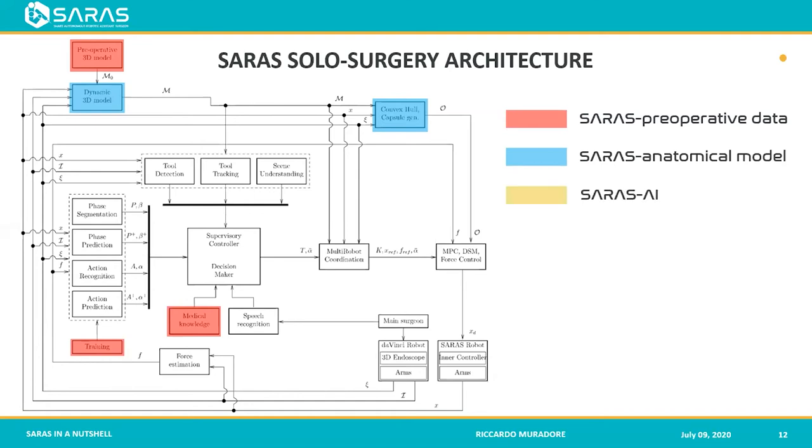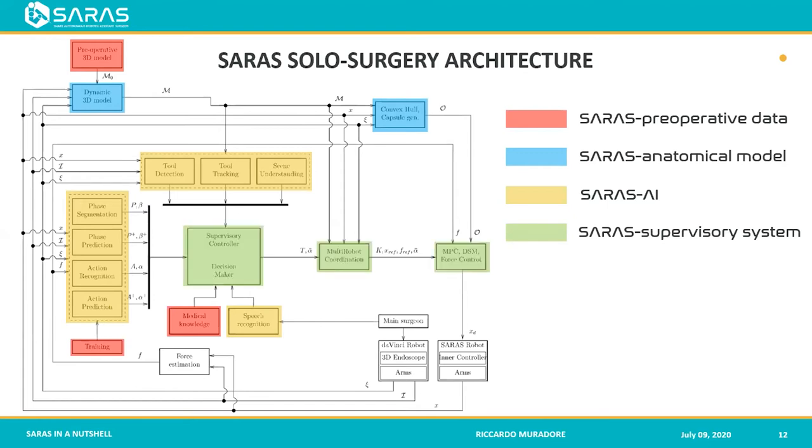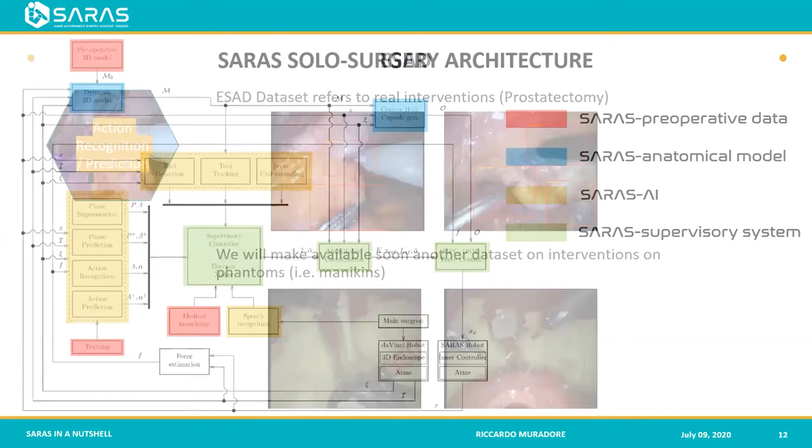Then we have the SARAS AI system. As you can see here in yellow, the phase segmentation module, the phase prediction, the action recognition, the action prediction, tool detection, tool tracking, scene understanding, and also the speech recognition, because we want also to react to the surgeon's voice. And then we have, last but not least, the supervisory system. So the control, the decision making system, the multi-robot coordination, and the low-level controller.